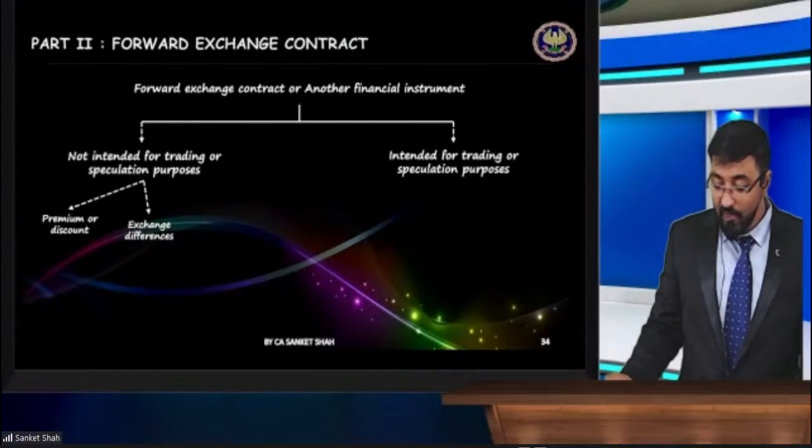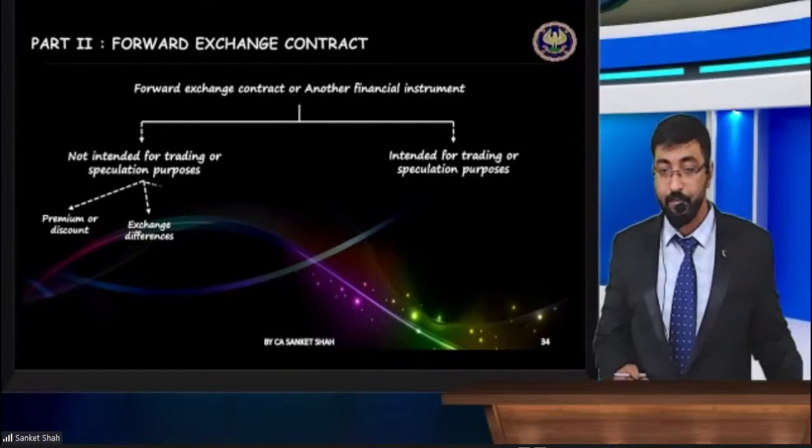Not intended for trading or speculation purpose.